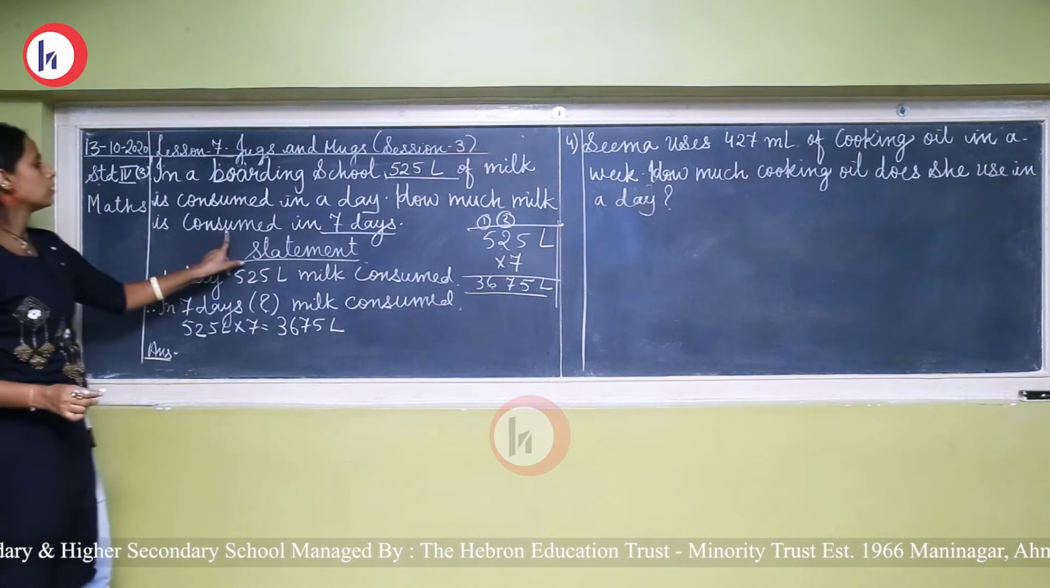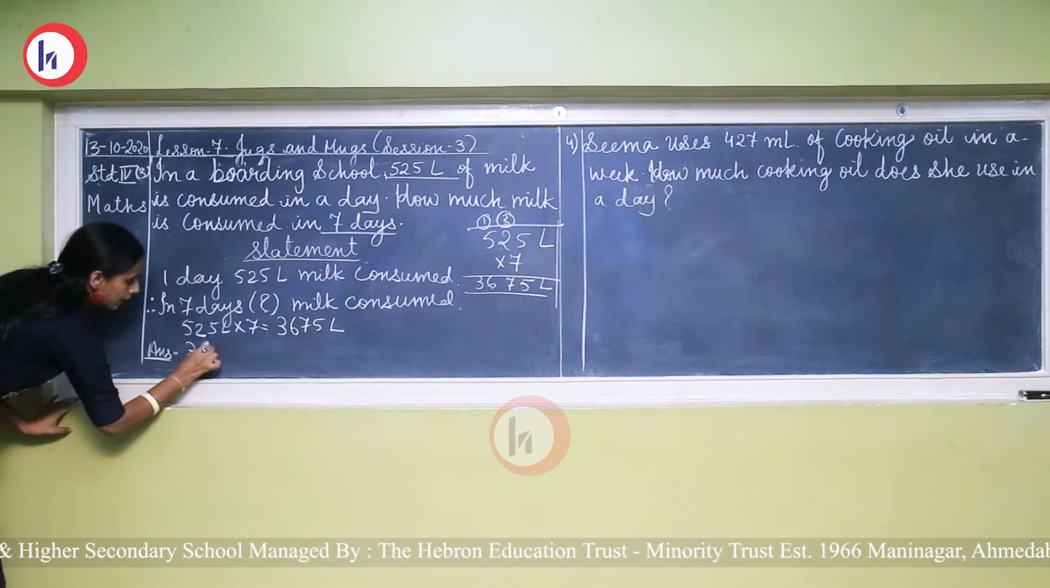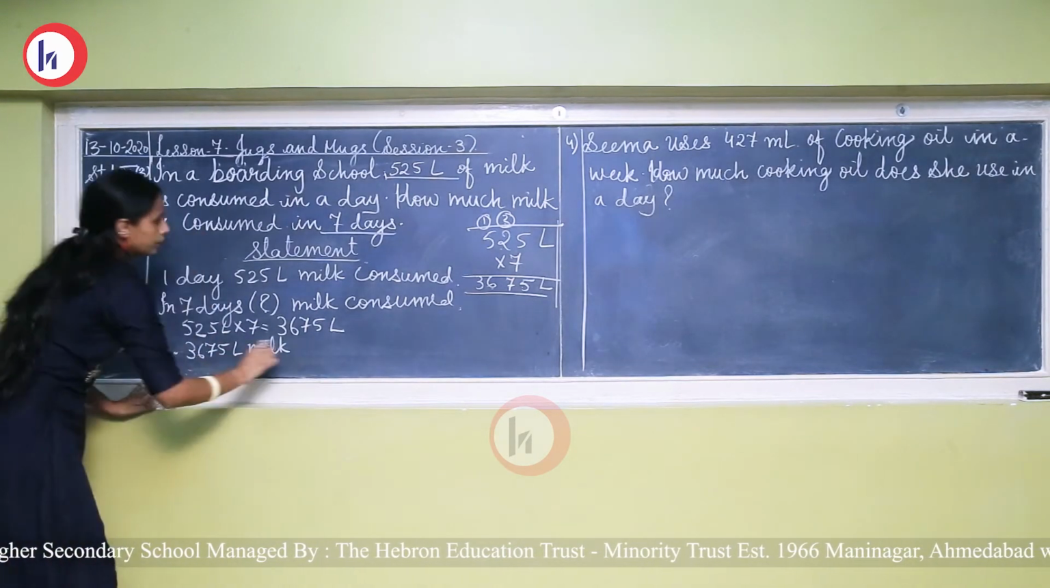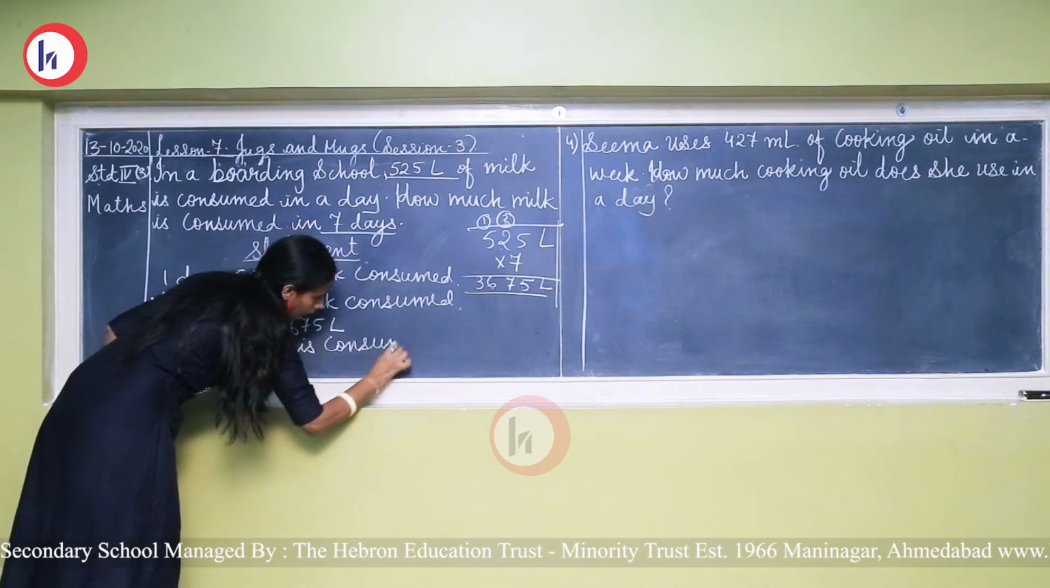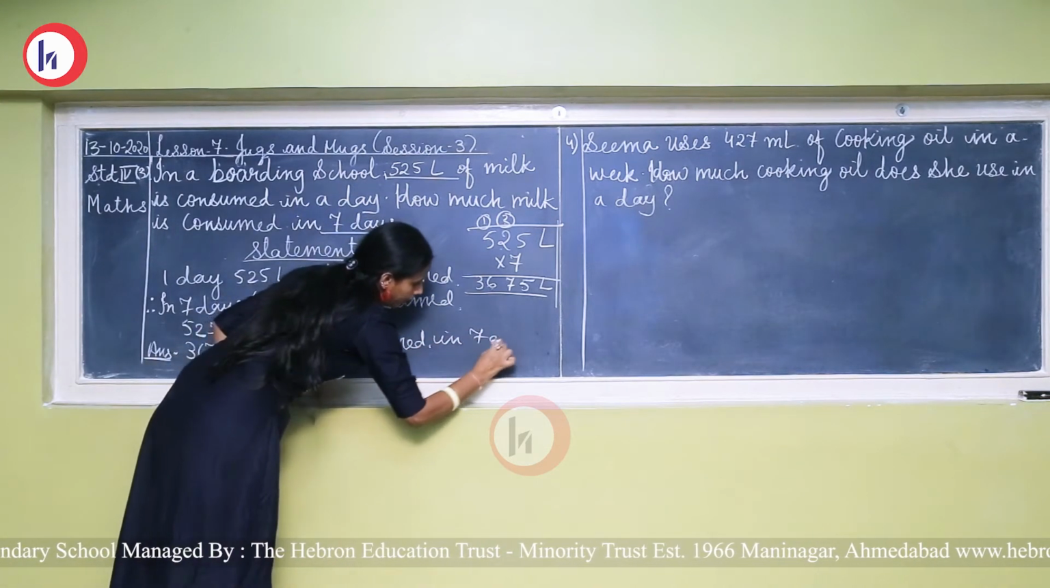Now write down the answer. How much milk is consumed in 7 days? So 3675 liter milk is consumed in how many days? 7 days.